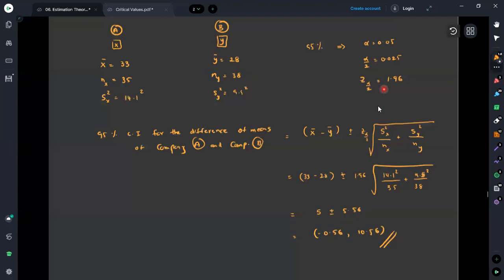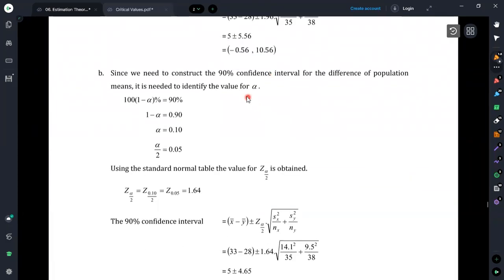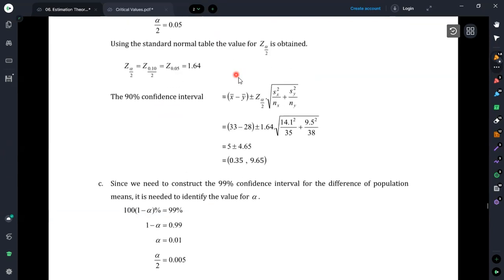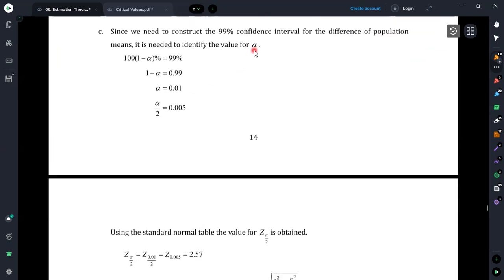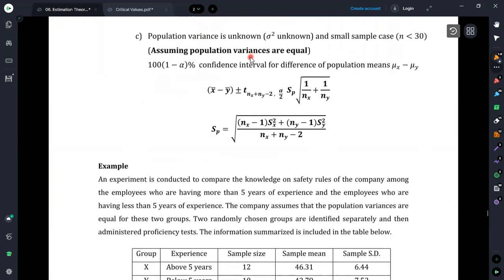The only thing we have to do is replace the unknown population variance with the sample variance. Since we still have large samples, we can still use the normal distribution for the critical value. I have also included this calculation for the 90% confidence interval as well as the 99% confidence interval. Now we will move on to the discussion.